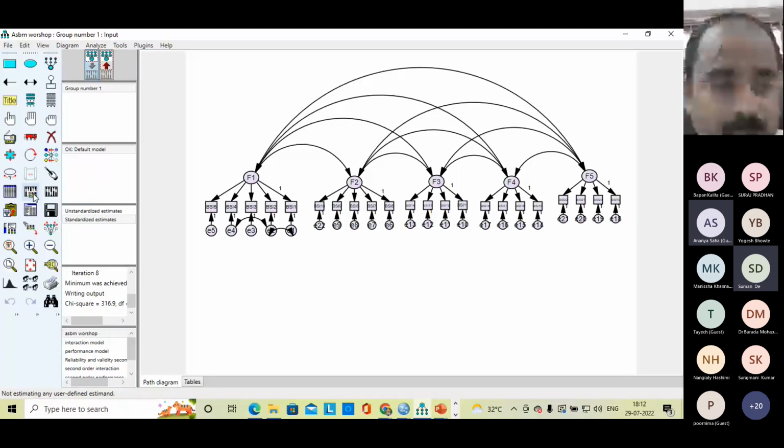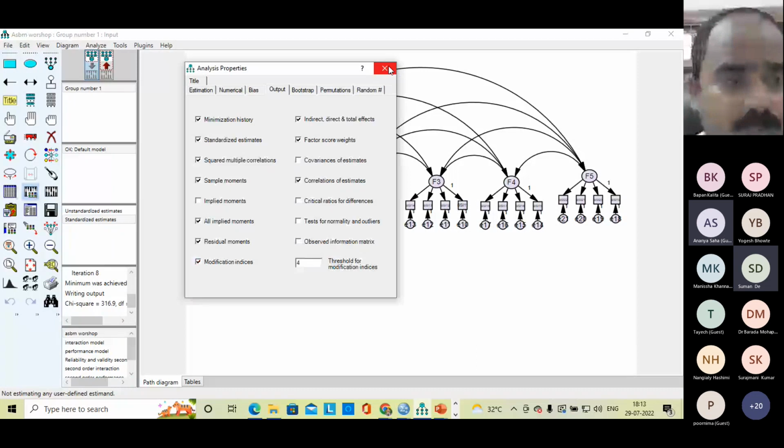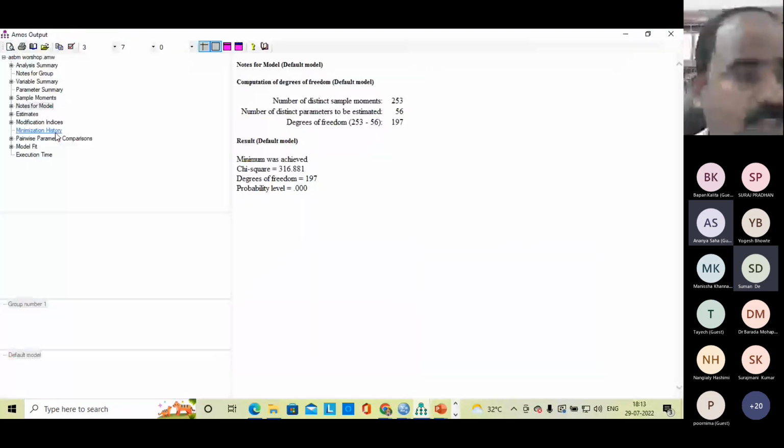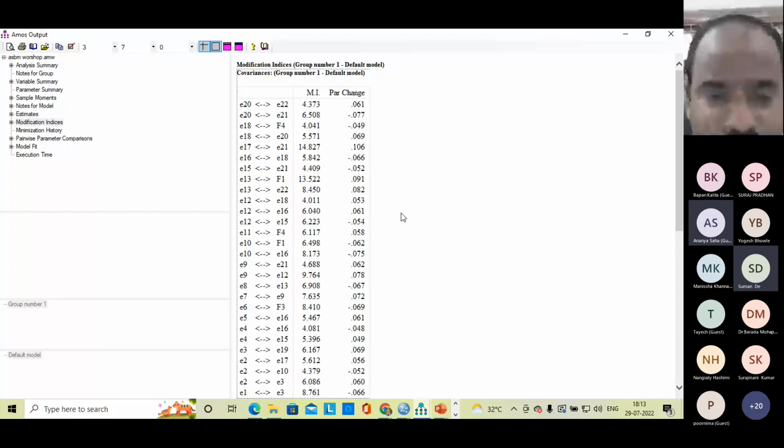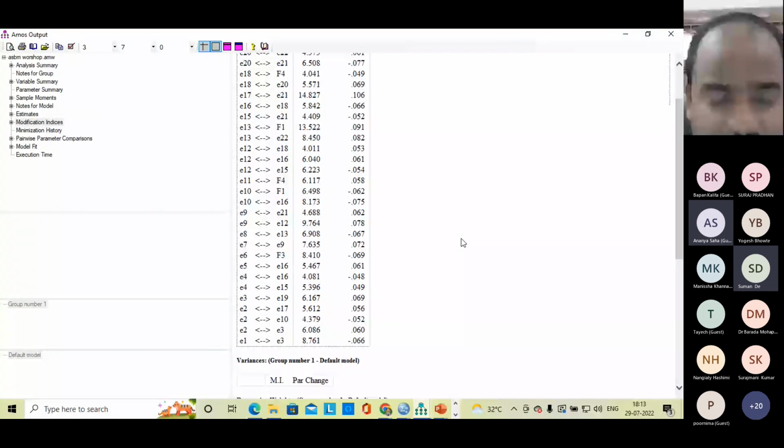Then go to the text output. Go to the modification indices. Then look at which can be correlated. The thing you correlate will not appear again. Now see which can be correlated. 10, 16 cannot be.